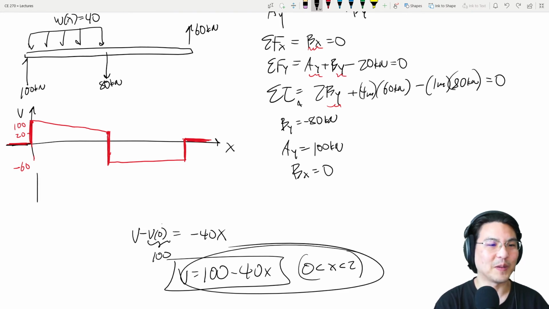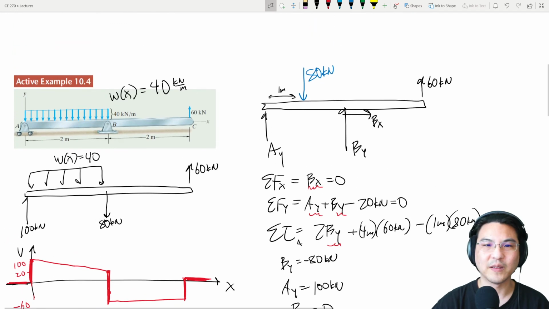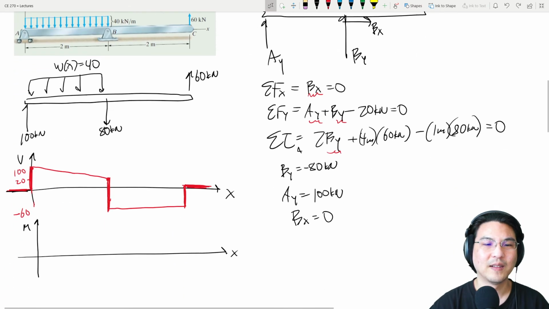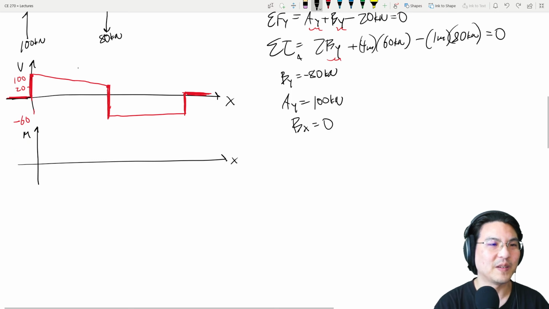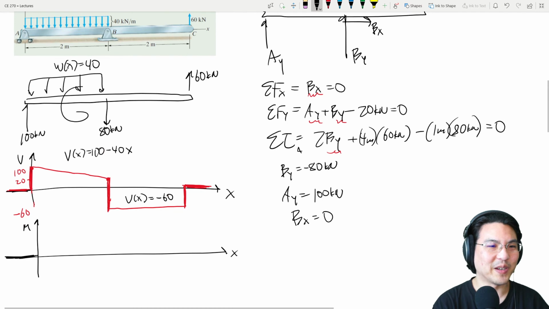Now let's solve for the bending moment. Okay, for bending moment, it's just this one formula right here. dm dx equals v. Okay, so from here to here, I shouldn't erase what I just had. From here to here, it was 100 minus 40x. And then from here to here, it's negative 60, right? Okay, so for the bending moment, it's 0 over here.